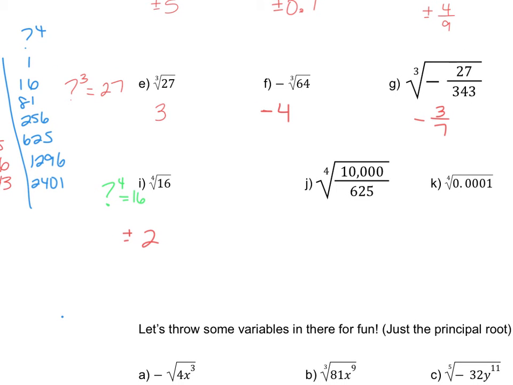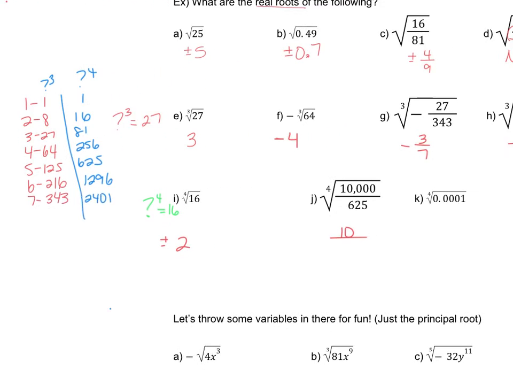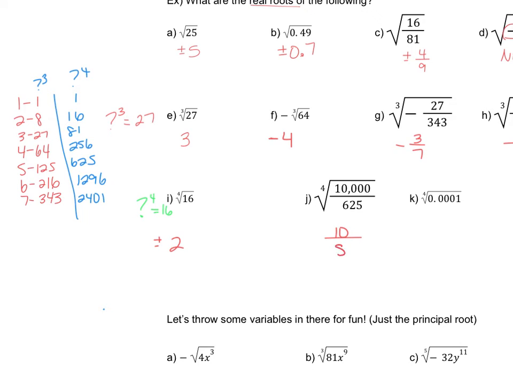Okay, this next one is a fraction, so just do the 4th root of the top, which would be 10. And of the bottom, 625 is 5. Does that reduce? Yes. Always, if you have a fraction, check to see if you can reduce. Oops, so that is, I forgot the plus or minus 2.